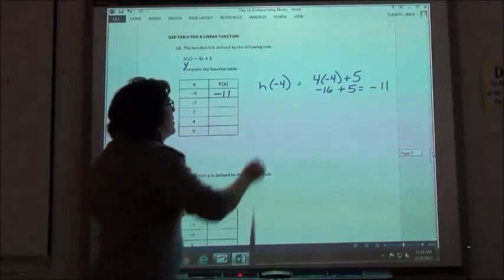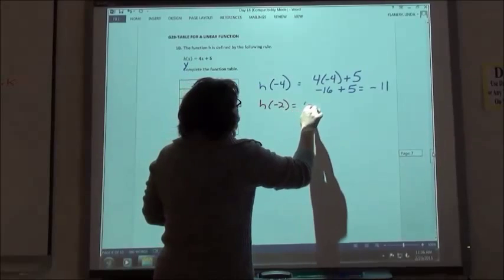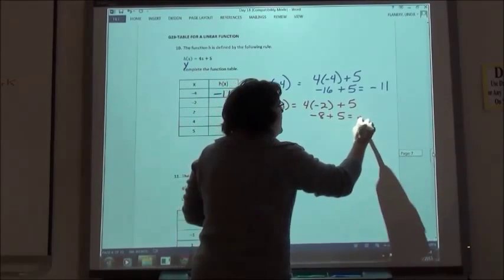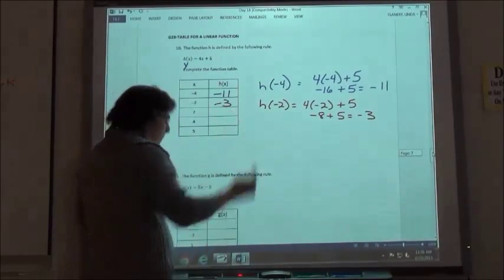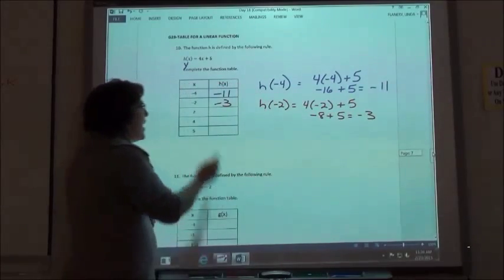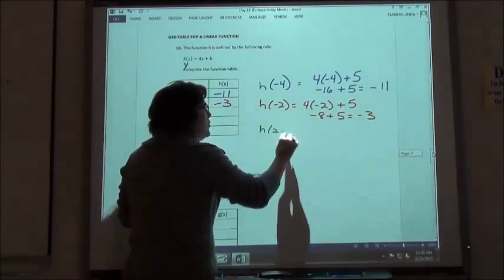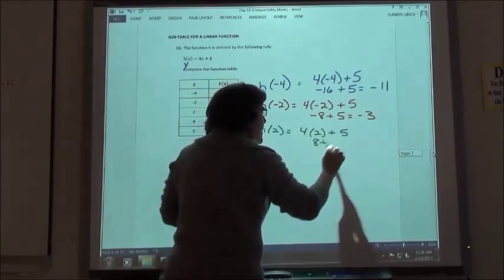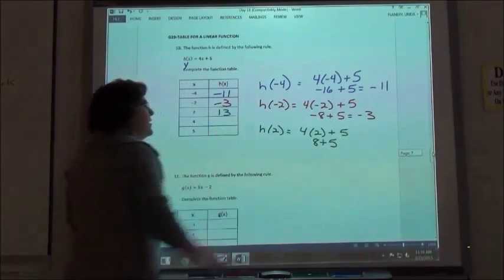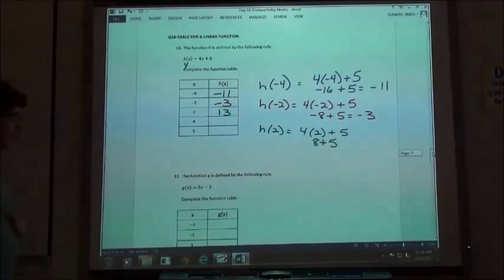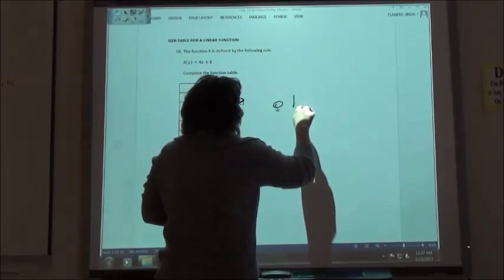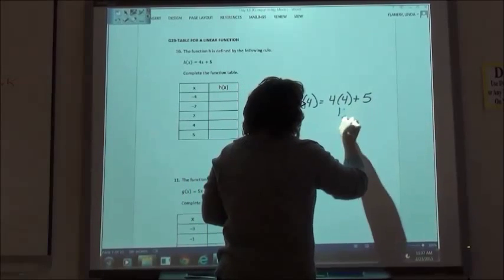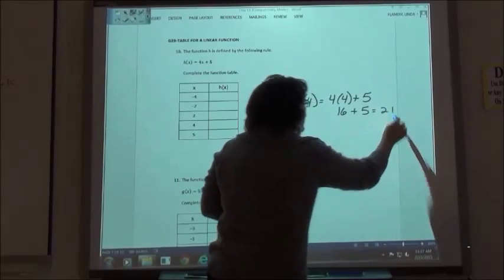Then I'm going to do the next number. So h of -2 means I'm going to do 4 times -2 plus 5. -8 plus 5 is -3. Then I have to do the next one. So now I'm going to put a 2 in there. h of 2 says I'm going to do 4 times 2 plus 5. 4 times 2 is 8. 8 plus 5 is 13. And then I'm going to do the next one. h of 4 is 4 times 4 plus 5. So 16 plus 5 is 21.